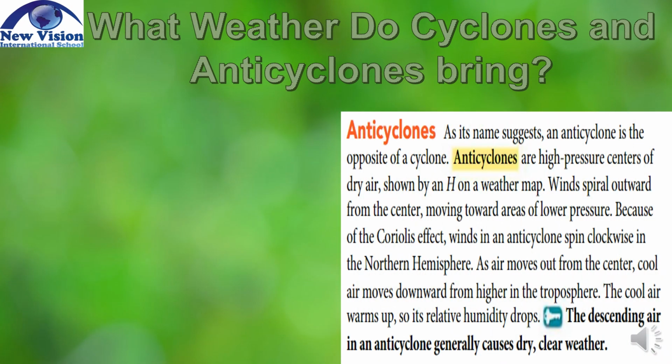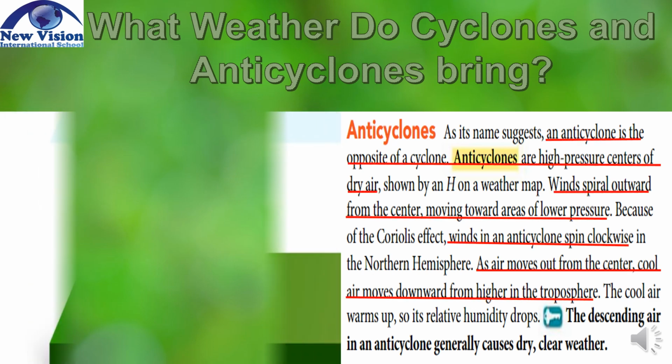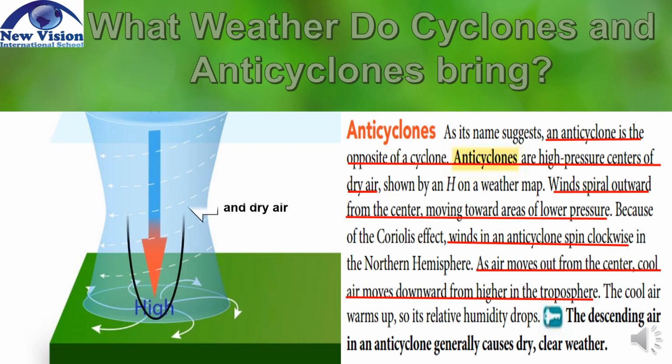Next is anticyclones. An anticyclone is the opposite of a cyclone. An anticyclone has high pressure at the center with dry air. Winds spiral outward from the center, moving towards areas of lower pressure. Winds in an anticyclone spin clockwise. Remember, a cyclone spins counterclockwise, and an anticyclone spins clockwise. Air moves out from the center. Cool air moves downward from higher in the troposphere.